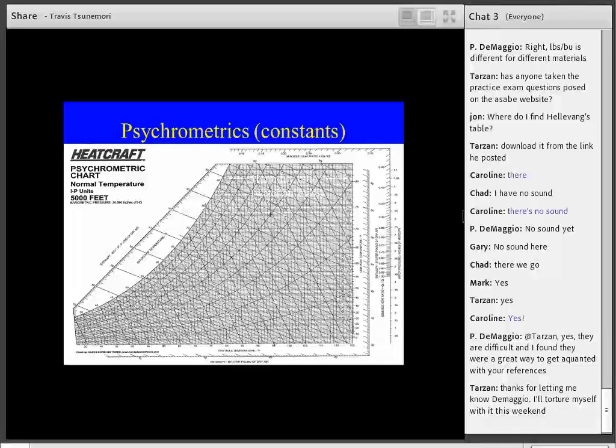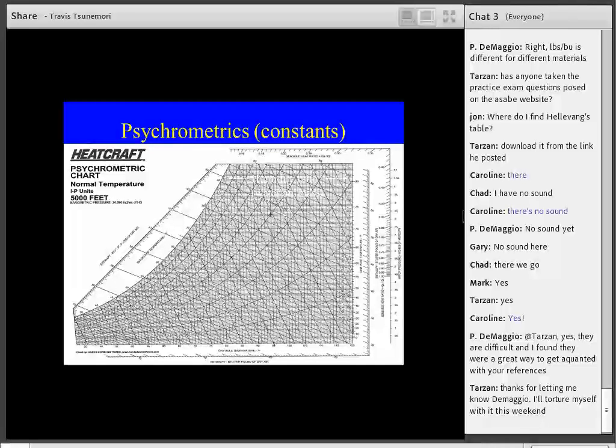Wet bulb temperature is measured by literally putting a moist cloth over a sling psychrometer or a temperature measuring device and slinging it so that it cools off. But it will only cool to such a point based on the amount of water that's already in the air. As that water comes off, it will cool it a little bit. If it's very dry, it'll cool it a lot. If it's very wet, it won't cool it at all. What you'll notice is that the wet bulb temperature lines are at a slight angle, higher on the left, lower on the right.